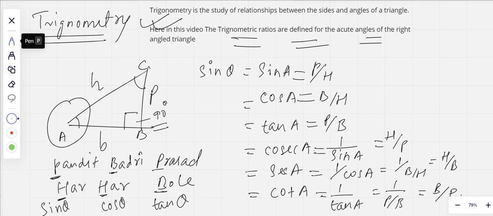Very important. Take a moment, note it down. If you have any doubts, ask in the comment section. But do remember these ratios. Very, very important.